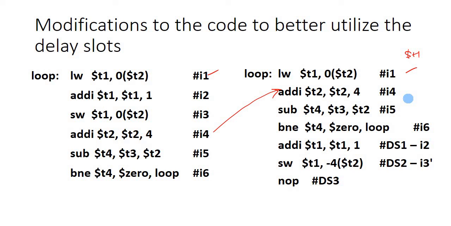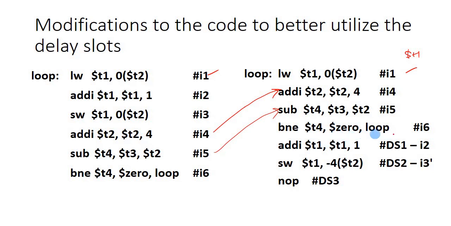So to avoid that delay, I'm going to put in an instruction that has no dependency on T1. This instruction I4 has no dependency on T1, so I'm going to put it here. And subsequently, I go on to I5, so I5 comes here. And then I do a branch instruction here.